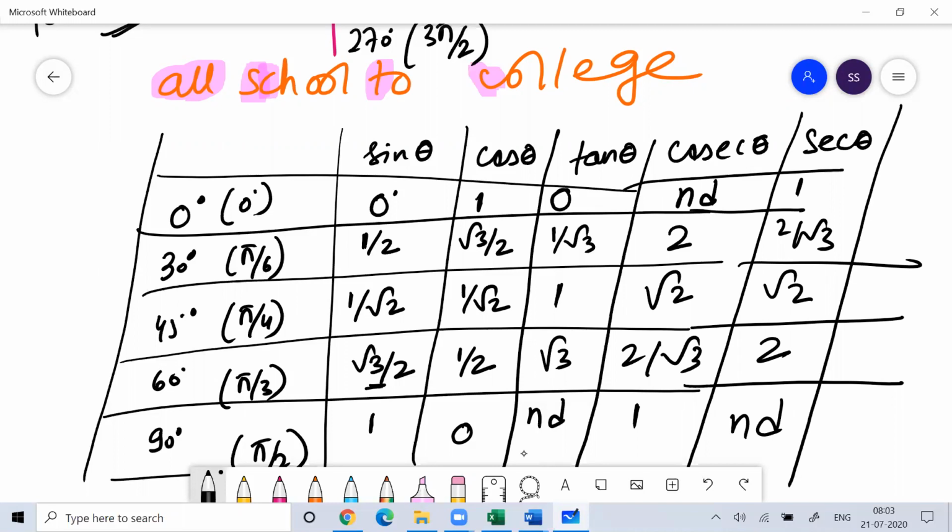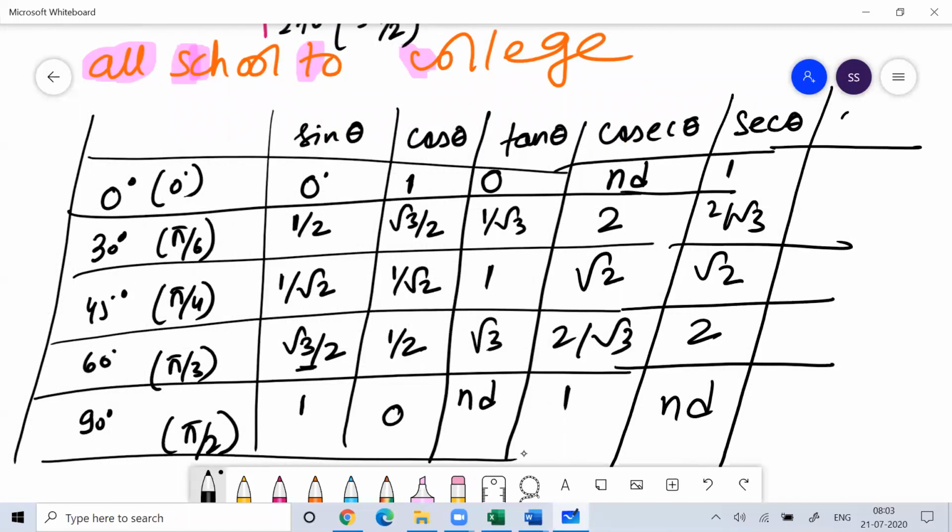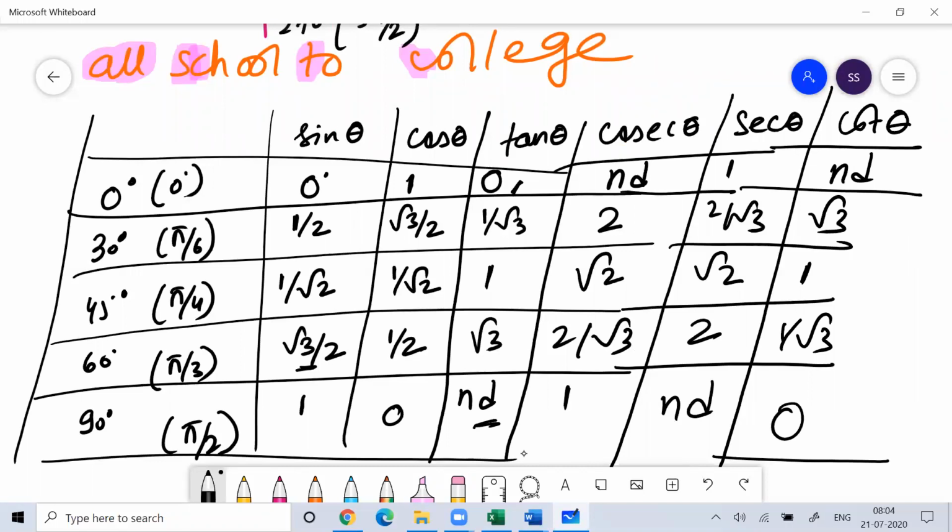Then similarly, cot theta is the inverse of tan. So cot 0 degree is 1 by 0, not defined. Cot 30 degree is root 3, cot 45 degree is 1, and cot 60 degree is 1 by root 3. If you get confused here, you can see that cot 90 degree is 0 by 1, then you'll get 0. Cot theta is cos by sine.